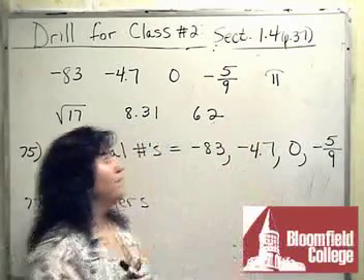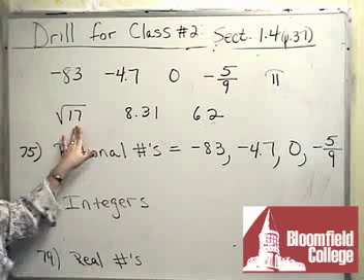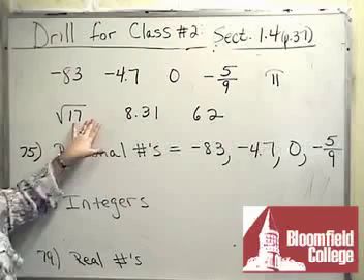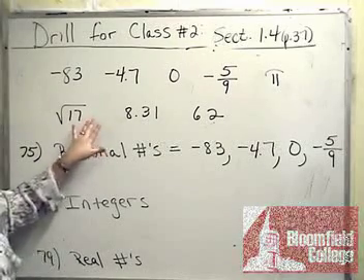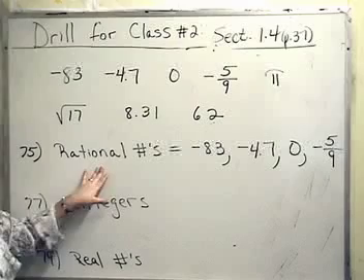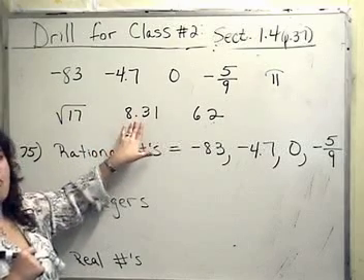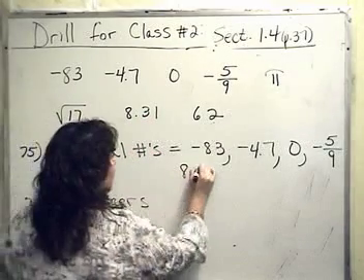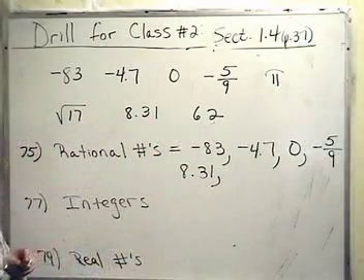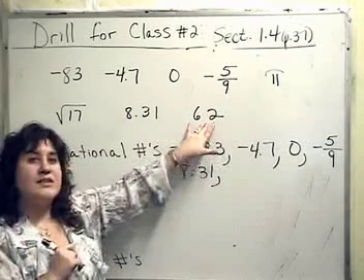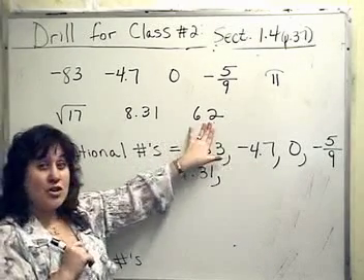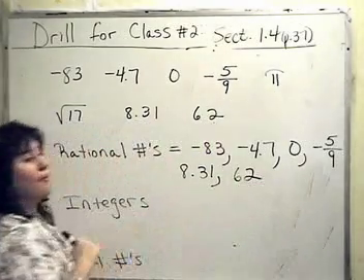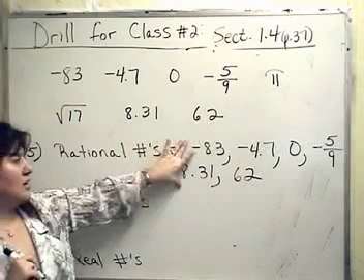Pi is not rational. Square root of 17. If we were to find the decimal value of square root of 17, once again, you would find that the decimal value is not repeating, not terminated. Therefore, it is not rational. Next number, 8.31. It is a terminated decimal. Therefore, it is rational. Next number, 62. 62 is a terminated decimal. It's an integer. Integers are rational numbers. Therefore, it is a rational number. So from this list, these are your rational numbers.